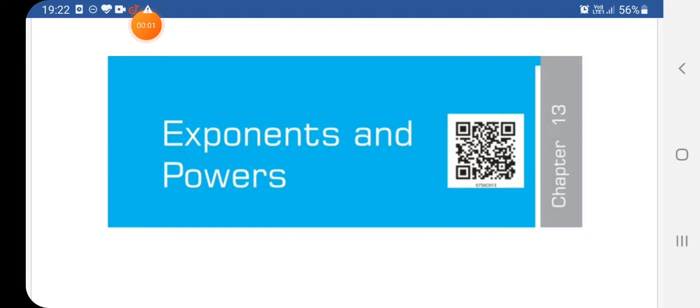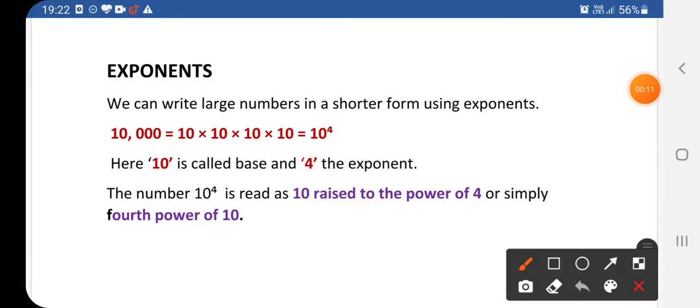Dear students, today we are going to start new chapter number 13, Exponents and Powers. Let's see what it means. Exponent. We can write large numbers in a shorter form using exponent. Here the number is 10,000, which can be written like 10 into 10 into 10 into 10, or directly 10 to the power 4. Why do we use exponent? We use exponent to write in shorter form and to avoid mistakes.